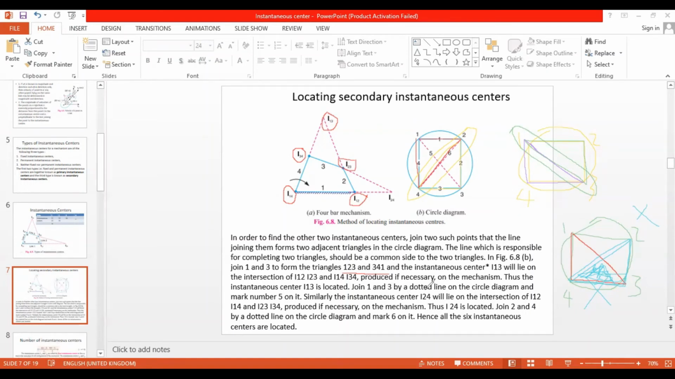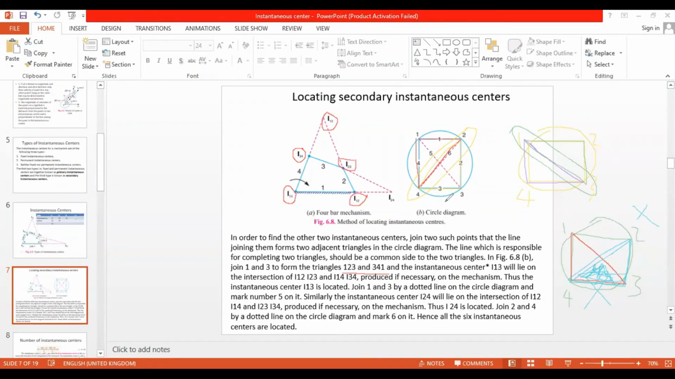Join 1 and 3 by a dotted line on the circle diagram and mark number 5 on it, right? So this would be the next instantaneous center. So here we have 1, 2, 3, 4, that's already there. Now, once you produce this one, we will have the next instantaneous center 5. So 1, 2, 3 and 3, 4, 1.